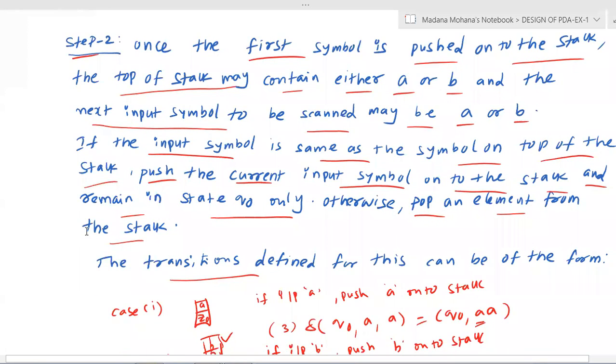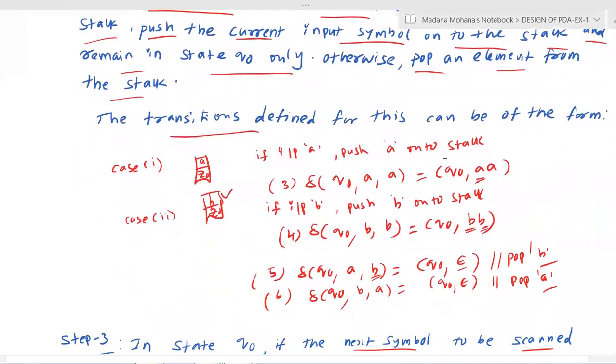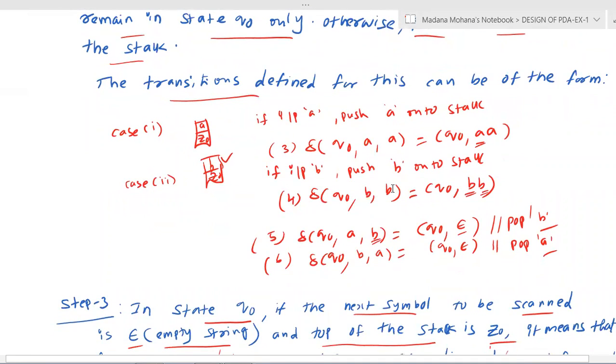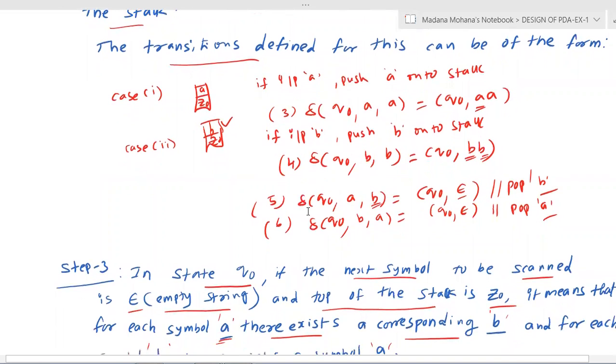Otherwise, we have to pop an element from the stack. That means if the input is A, and the stack top is also A, then you push A onto the stack. Second case, if the input is B and the stack top is also B, then you push B onto the stack. Otherwise, you perform the pop operation. That means if the input and stack top are different, we perform pop. So if the input is A and the stack top is B, both are different, so we perform pop without changing state, using null, that is epsilon. Then if the input is B and the stack top is A, both are different, so you perform pop without changing state.